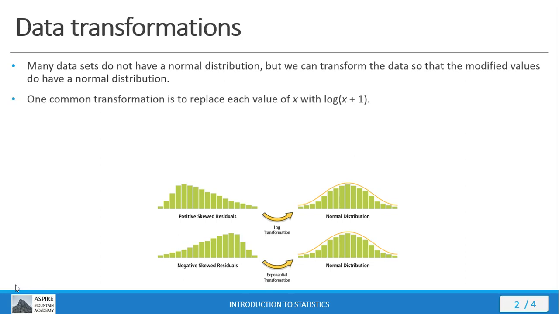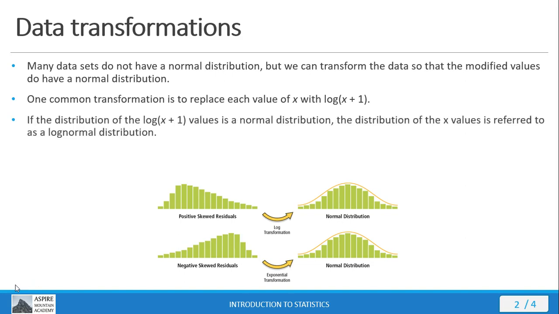So a common transformation that we typically make is to use logarithms. We're going to replace each value of x in our data set with the value of log of x plus 1. This is a very common data transformation that's made. If this results in a normal distribution, then what we have is what's called a log normal distribution. So called because the distribution is made normal by applying a logarithm to each of the different values in the original data set.